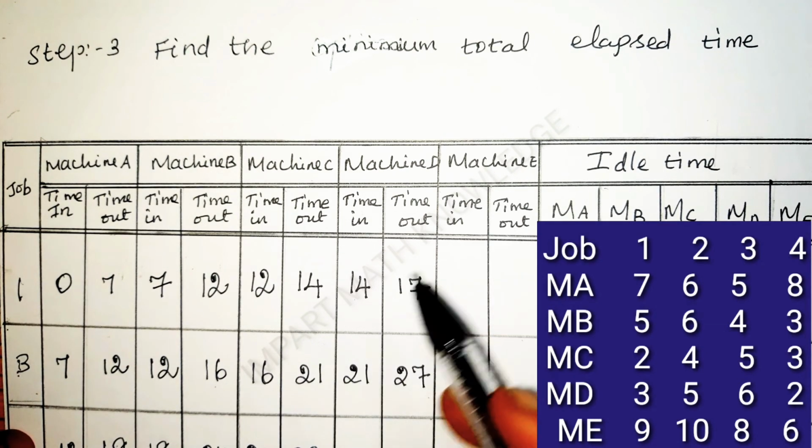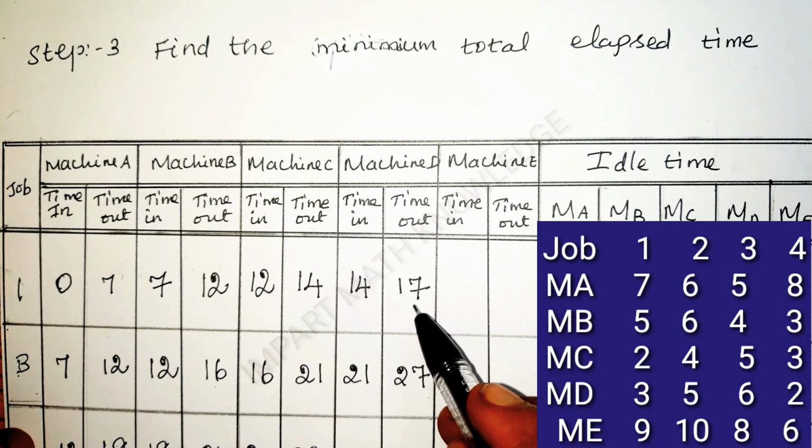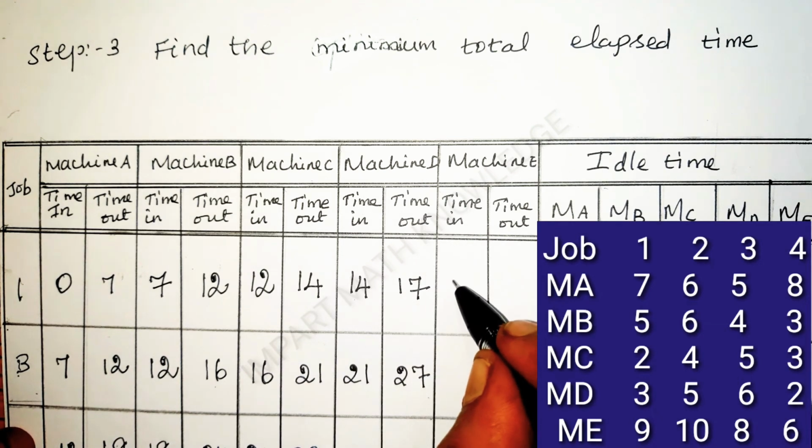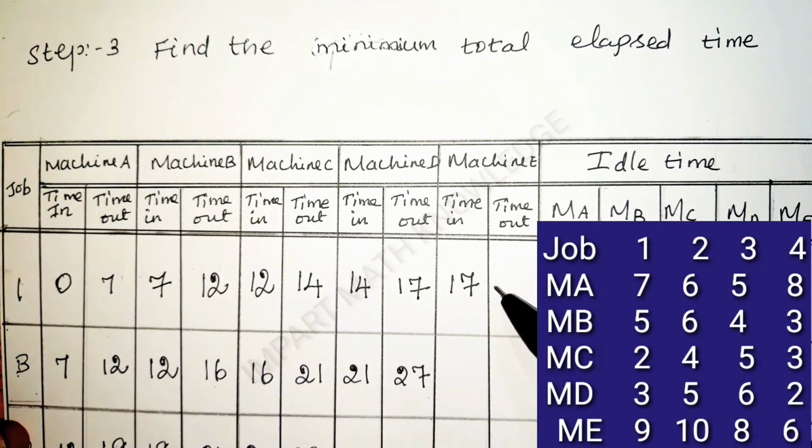On machine E, job 1 starts at the 17th hour because machine D completes the work at 17 hours. Time in is 17. The processing time for job 1 on machine E is 9. 17 plus 9 is equal to 26. Job 1, machine E, time in is 17, time out is 26. The third job starts the work at 27 hours because 26 is not possible.